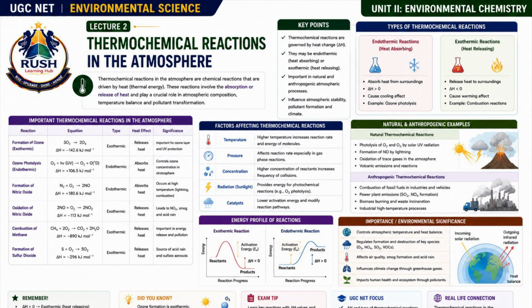The third significance is climate regulation. Many greenhouse gases originate from exothermic combustion processes. These emissions affect global climate and atmospheric warming. The fourth significance is air quality. Thermochemical reactions determine how pollutants are produced, transformed, and removed from the atmosphere. The fifth significance is atmospheric stability.